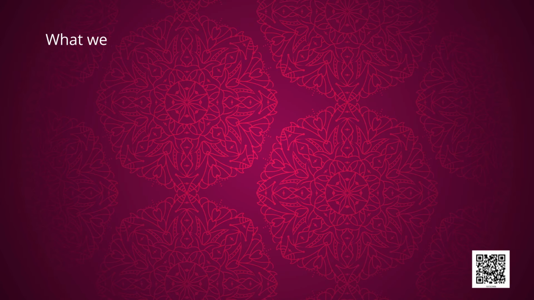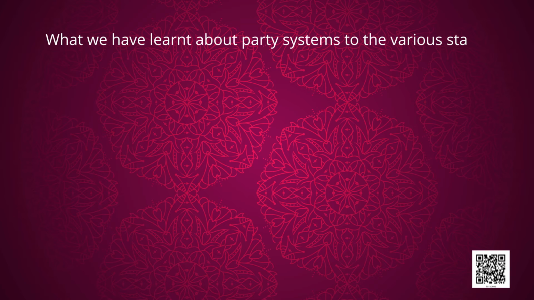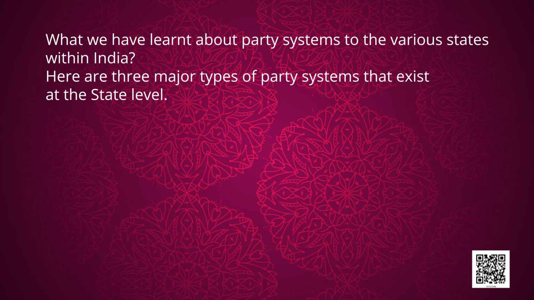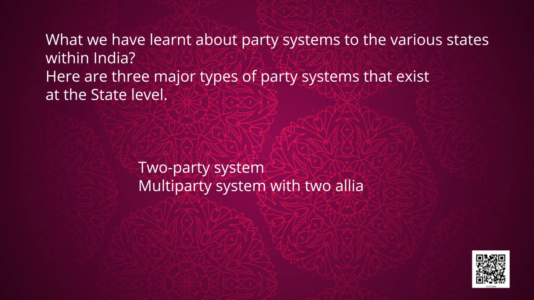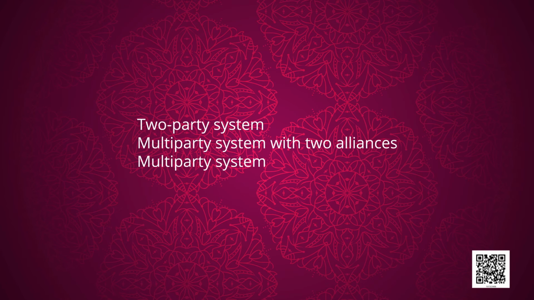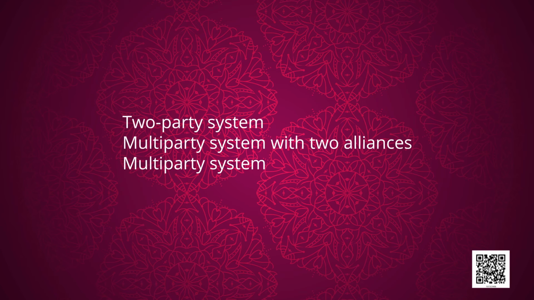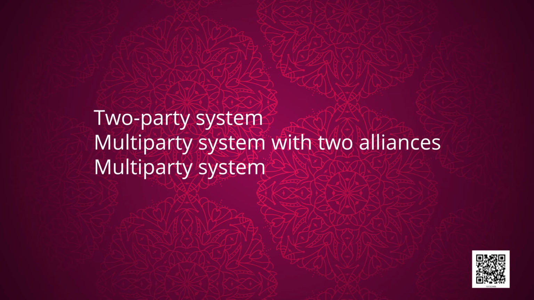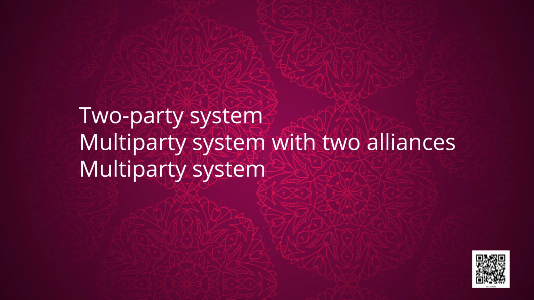Now, let us apply what we have learnt about party systems to the various states within India. Here are 3 major types of party systems that exist at the state level. That is, two-party system, multi-party system with 2 alliances, or multi-party system. Now, you have to find out which of these 3 systems exists in your state, and I'm sure you will be able to do that.